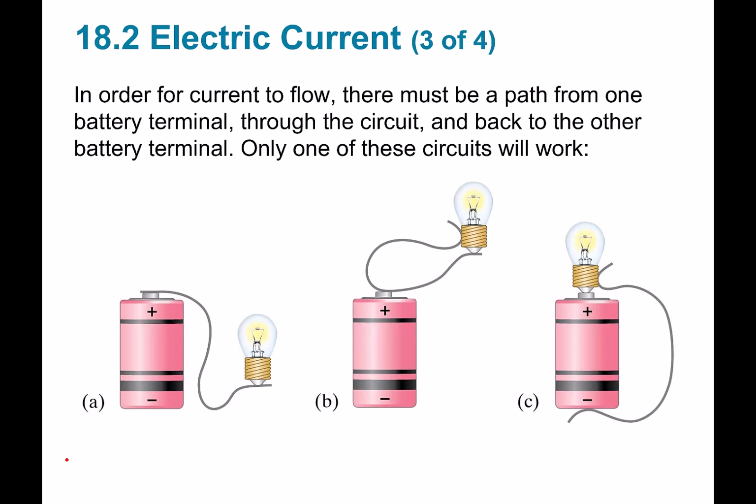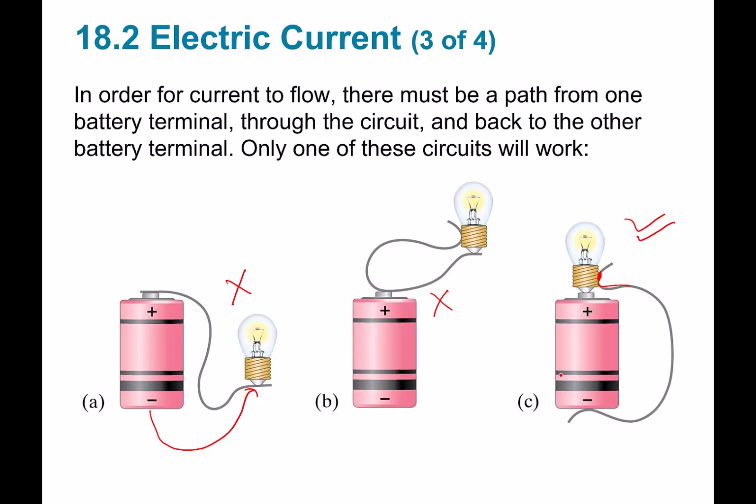Next, we talk about several different types of connecting. In order for the current to flow, there must be a path from one battery terminal through the circuit and back to the other battery terminal. Only one of these connections will work. This doesn't seem to be a plausible connection because the other terminal is not connected. Again, this should also not glow. The only correct version is where you see that the bulb is connected, the positive and the negative are connected.